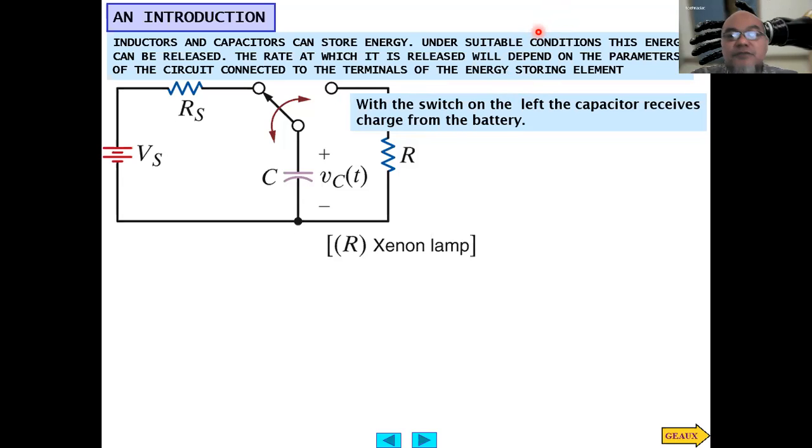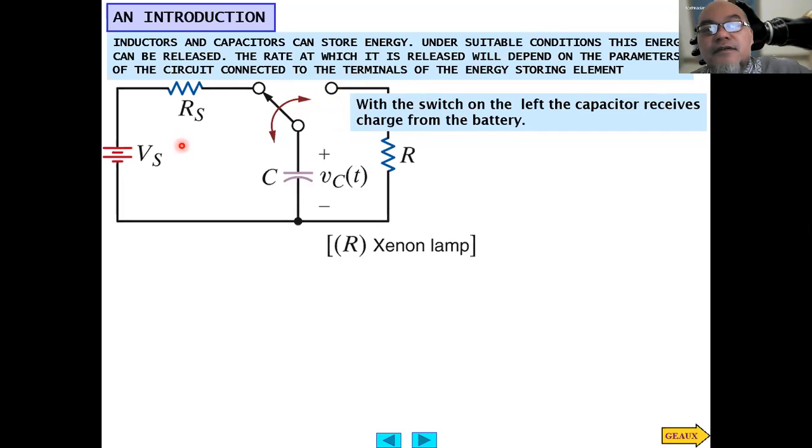This is the principle that you usually use in a power bank. When you first charge the power bank, you put it into the power outlet, you store the charge, and then it is full. Then when you release, you can use that stored charge within the power bank to charge your energy deficient smartphone. Okay, so basically, a power bank contains capacitors. The rate at which it is released will depend on the parameters of the circuit connected to the terminals of the energy storing element.